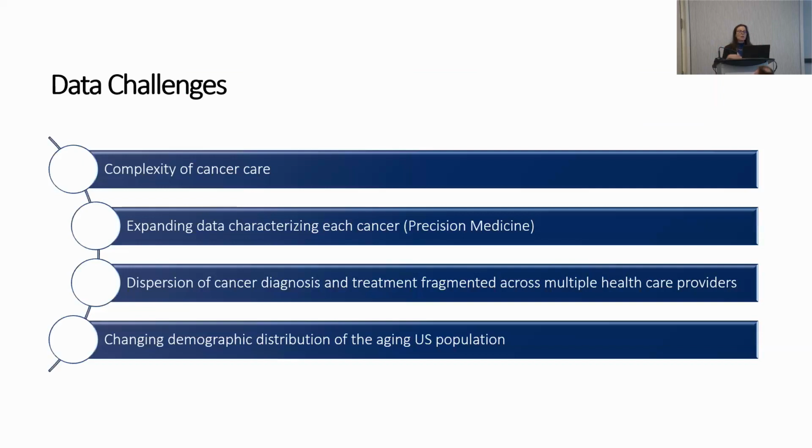So thinking about the totality of what's available and how this might be challenging, there are challenges to use of oncology real-world data, and those include the complexity of cancer care, expanding data characterization around each cancer, so the evolution of precision medicine, dispersion of diagnosis and treatment across a fragmentation of healthcare providers, and the changing demographic distribution of the aging U.S. population.